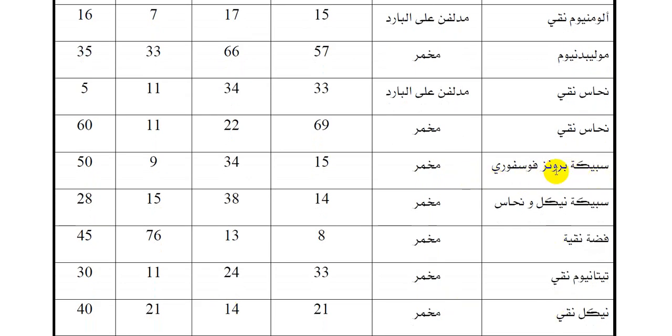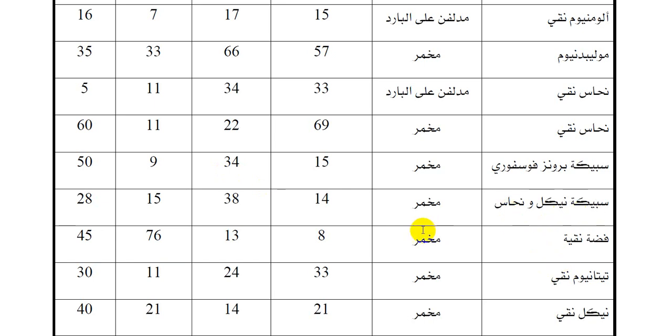Phosphorus bronze alloy, annealed: 15, 34, 9 times 10 to the power 3, and 50 for the ductility. This is for bronze. 15 is the 0.02 yield stress, proof stress. 34 indicates the tensile strength, sigma p.